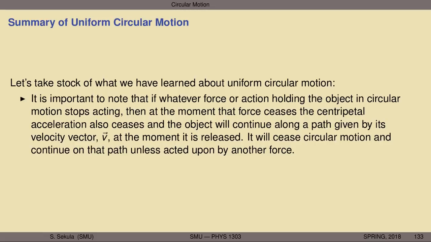So when you cut the string, the ball should continue roughly straight along the trajectory it was aimed on, tangent to the circle, at a 90 degree angle to your string at that moment. It will cease circular motion, and it will continue on that path unless acted upon by another force. Now, when we do this experiment, as you'll see in a moment, we can have a ball on a string. We can arrange a situation where the string can be cut so that it is no longer able to influence the motion of the ball.